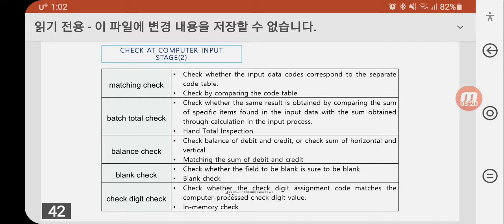Batch total check: the check whether the same result is obtained by comparing the sum of specific items found in the input data with the sum obtained through calculation in the input processes.